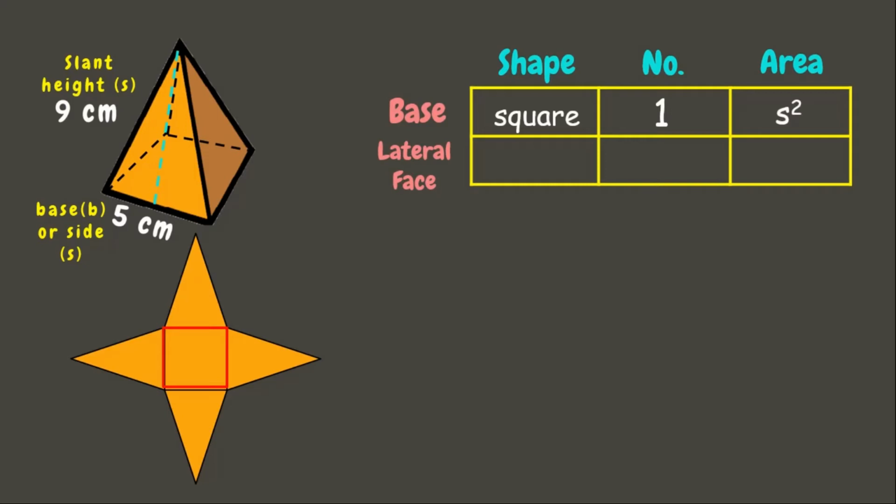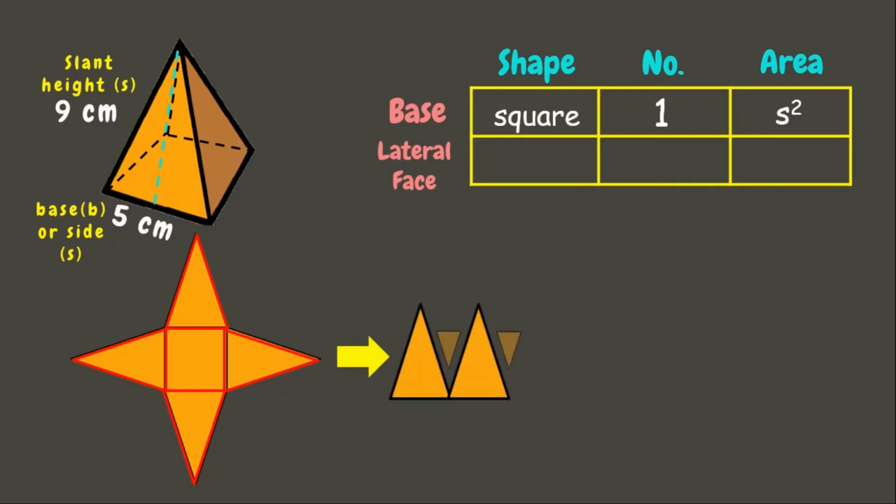Next, for its lateral faces, instead of counting the 4 triangles separately, we are going to try to join them together and form a parallelogram. Here we can see that the sum of the bases of our triangles is just the same as the sum of the sides of our base, which is the square.